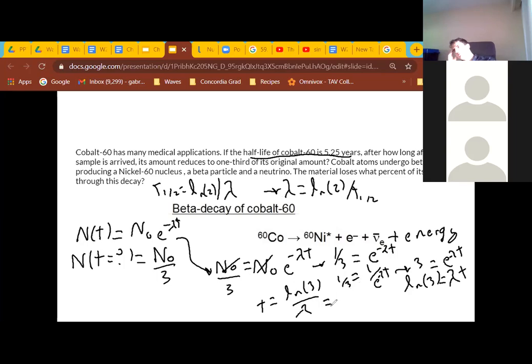Lambda is equal to the ln of 2 divided by the half-life, so that's going to be ln 3 divided by ln 2 times the half-life, which is 5.25 years. So ln 3 over ln 2, that's about 1.6 if you plug that in. So 1.6 times 5.25 should give you around 8.3 years.